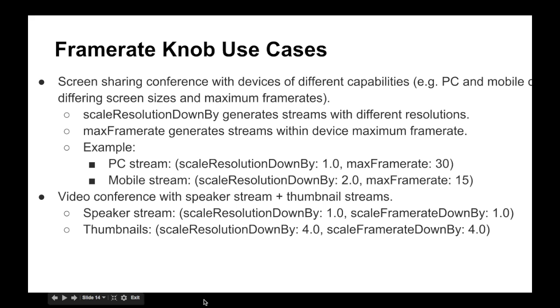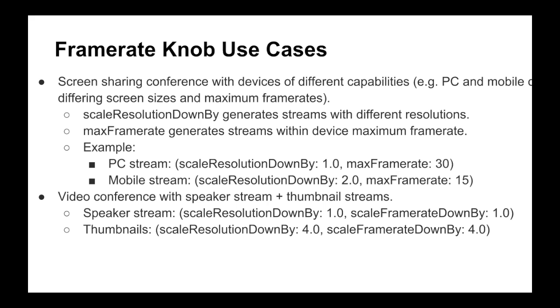So maybe to help us figure out which one of these or both we want, here are two use cases. One use case, which I think has been discussed on the list, is a screen sharing conference where you're trying to get the screen share to both a PC and a mobile device, which have different screen sizes and maximum frame rates. You could use scale resolution down by to generate the streams with the different resolutions, and then use max frame rate to generate streams within the device maximum frame rate. So the PC could, for example, get the full resolution with a max frame rate of 30, and the mobile would get scale resolution down by 2, so you decrease the width and height by 2, and a maximum frame rate of 15. In this particular case, it's possible the frame rates would converge, but overall the simulcasts would never be the same because the resolutions are different.